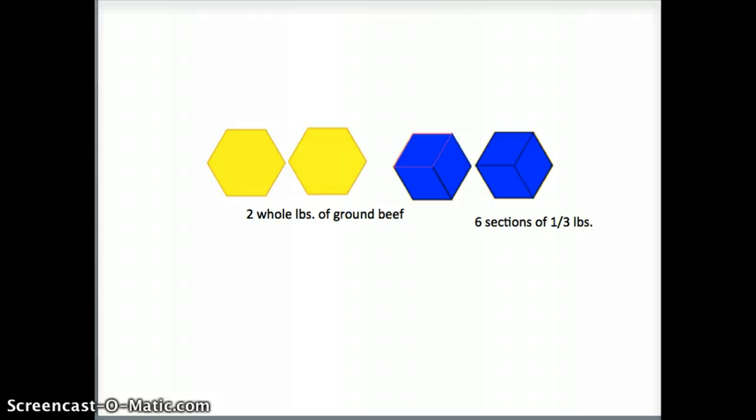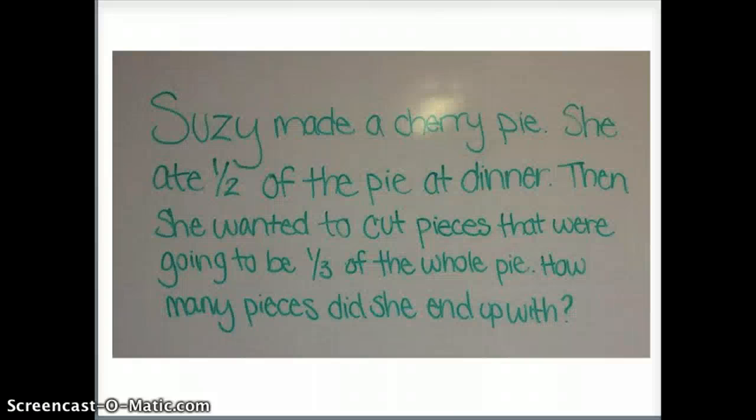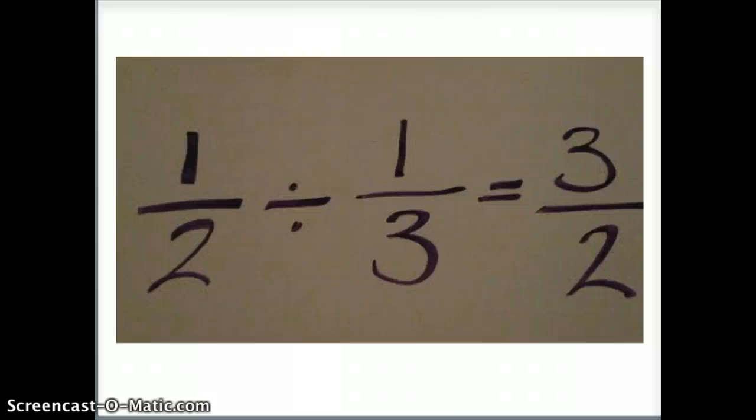For our third problem, we have Susie made a cherry pie. She ate half of the pie at dinner. Then she wanted to cut pieces that were going to be 1/3 of the whole pie. How many pieces did she end up with? So in a number sentence, that would look like this. 1/2 divided by 1/3 is equal to 3/2, or 1 1/2.